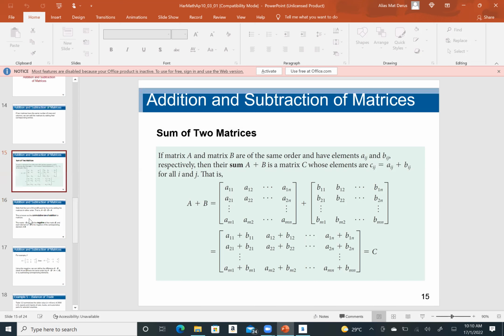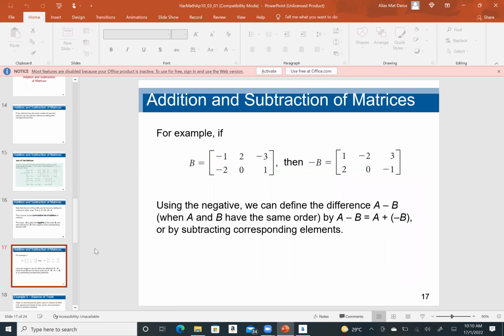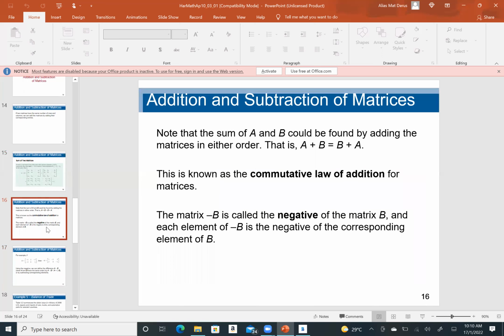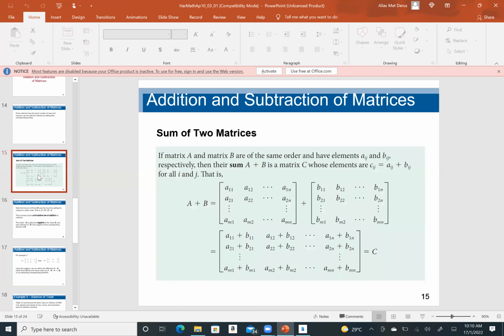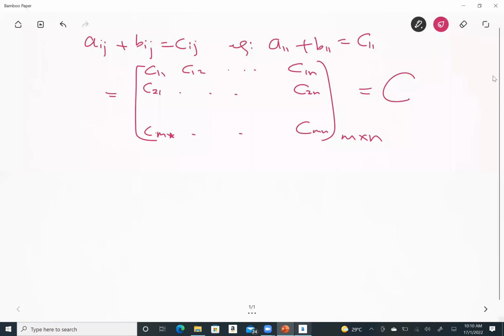Kita tengok dulu. Example. So, apa pula ni? So, dia tadi example. Apa? Bagi example. So, example, you go to the book.